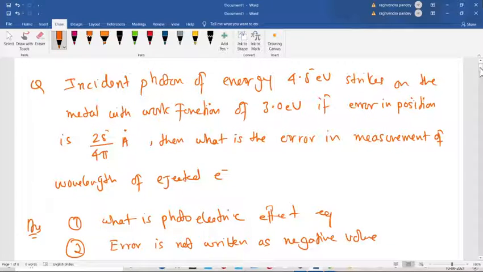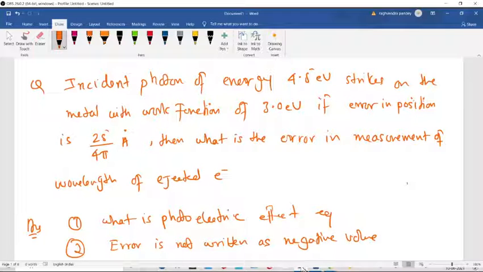Okay. This incident photon energy and all that. So, what I was telling: an incident photon of energy 4.5 electron volt strikes on a metal with work function 3 electron volt. Okay, so this is one statement. The error in the position measurement of the electron is 25 upon 4 pi angstroms. And what is the error in the measurement of the wavelength of the ejected electron?